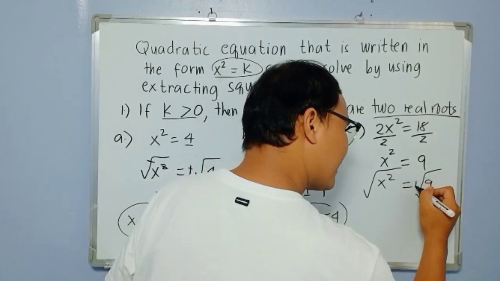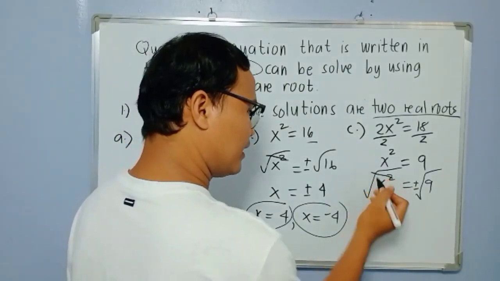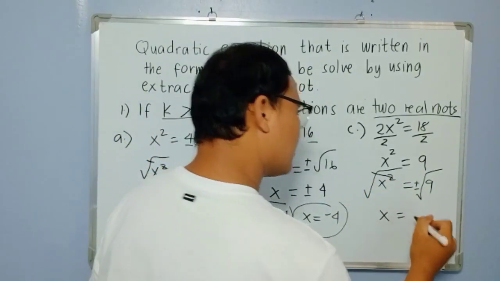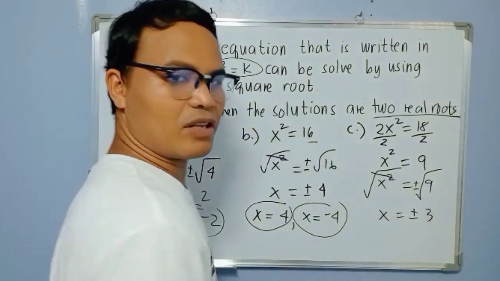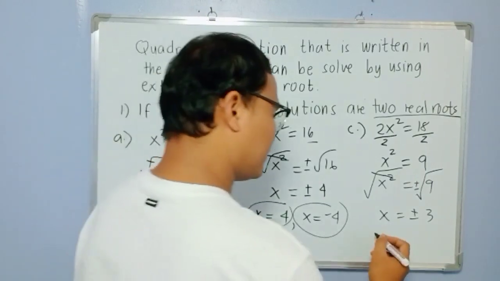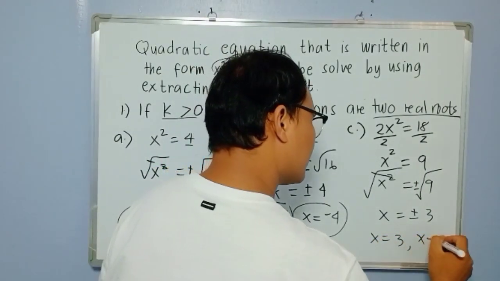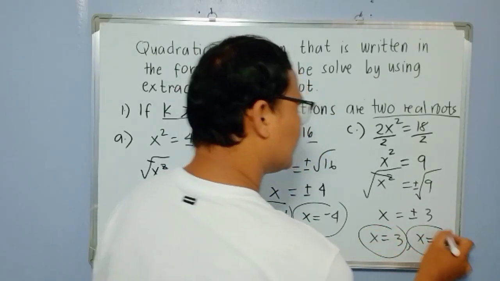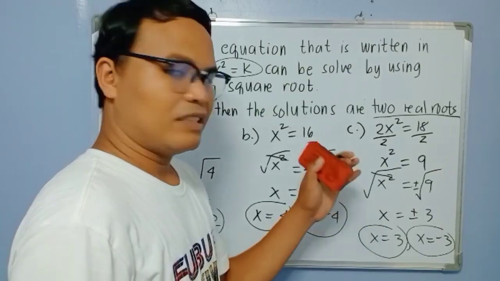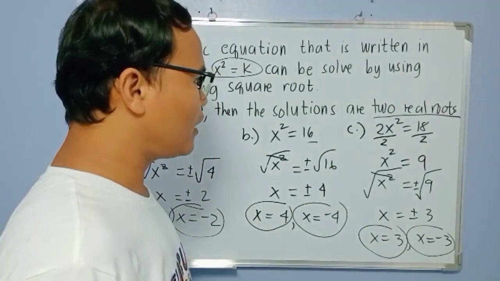Do not forget to write the positive negative. So as I said, this will be cancelled out. X equals positive negative 3 because square root of 9 is 3. So therefore, x equals 3 and x equals negative 3. This is now the values of x.